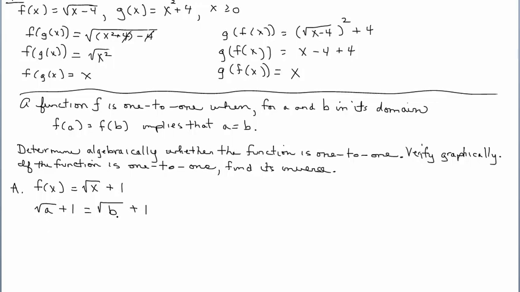Set up two equations, one with a, one with b, replacing the x with those a's and b's, and we're saying that f of a is equal to f of b. Well, then it says that implies that a equals b. So the next thing mathematically for us to do is subtract 1 from both sides, so that results in square root of a equals square root of b. Alright, so we're trying to get a equals b here. So you'd square both sides, and if you square both sides, you're going to get a equals b.